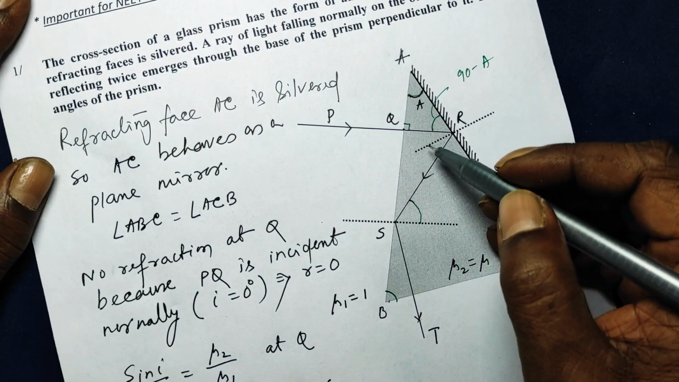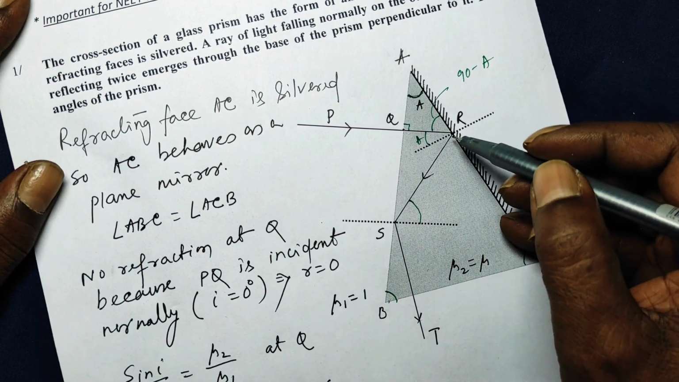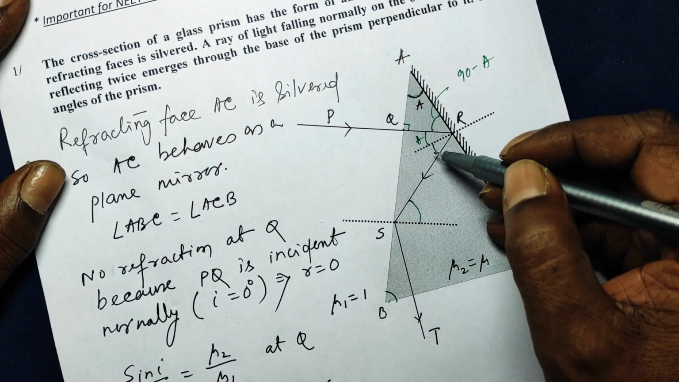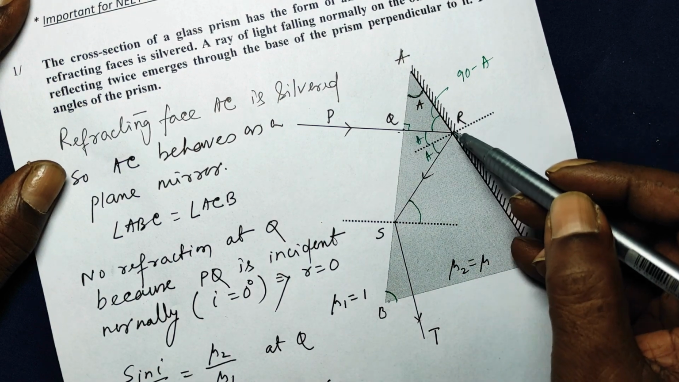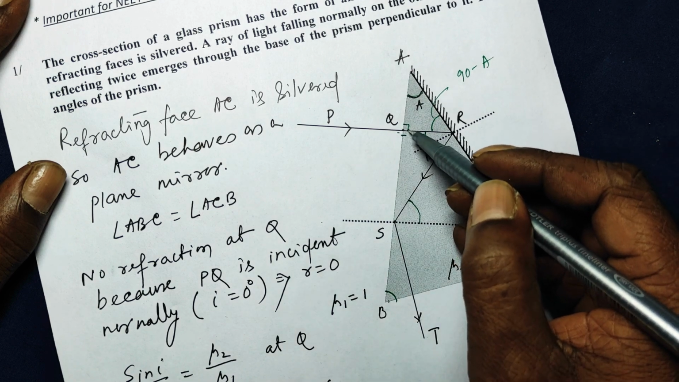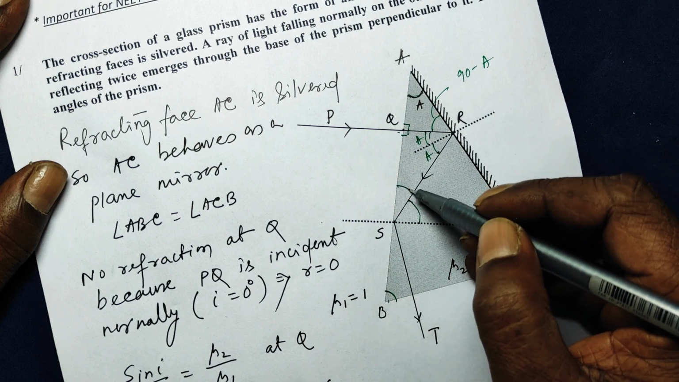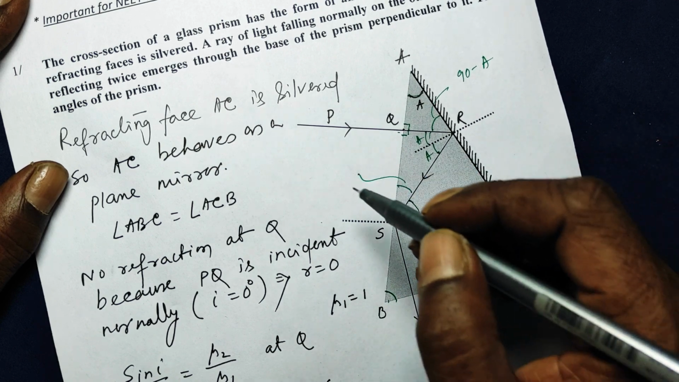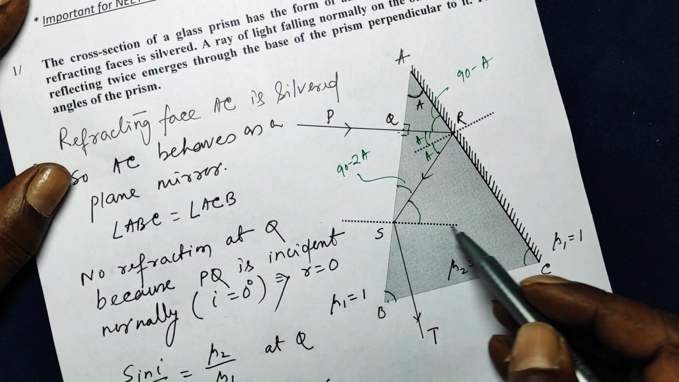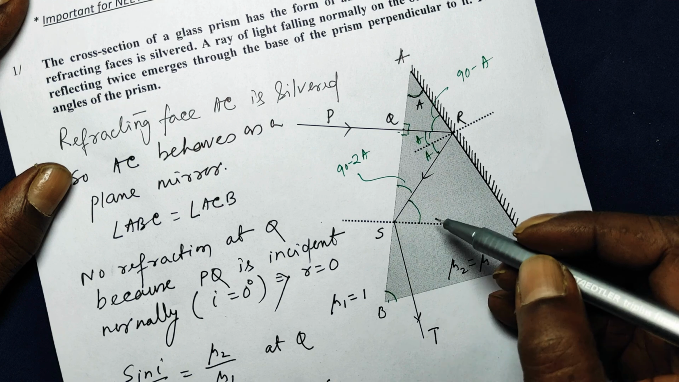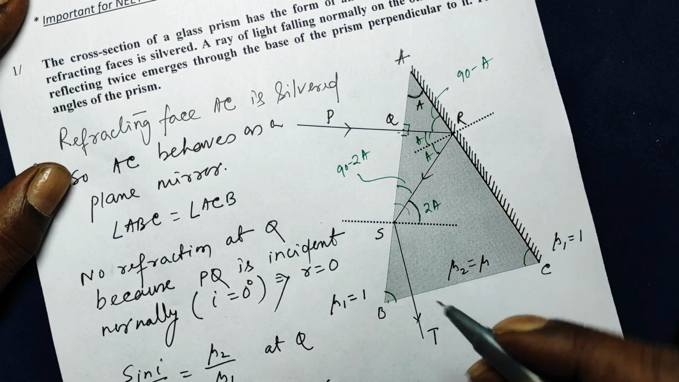So what angle must we add to this? Therefore this is equal to A. Since it is reflected here, this angle is also equal to A. Now in triangle QRS, this is 90 here. This total angle is 2A from here to here. So this has to be 90 minus 2A. Now this dotted line is normal to the surface at S. So this whole thing is 90. So this has to be 2A.